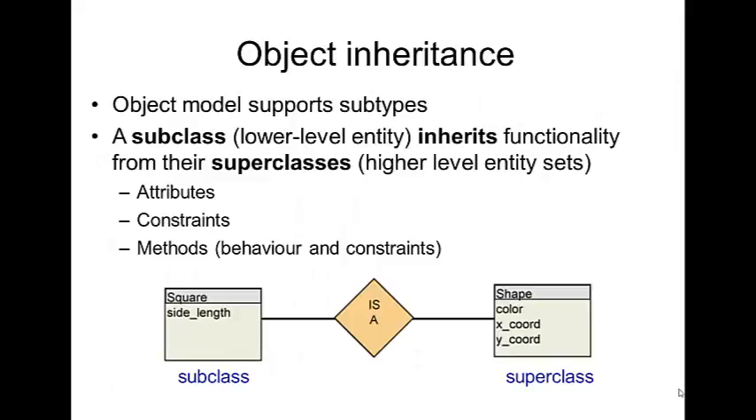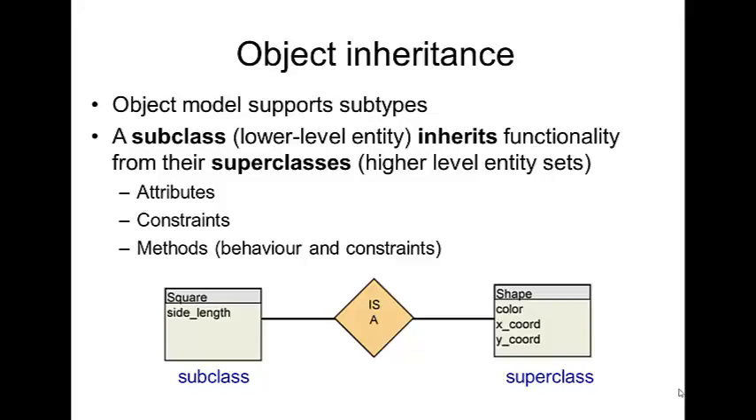So one thing I want to point out here is that the object model supports subtypes, and if you remember, subtypes are not well supported or difficult to implement within the relational model. So in subtypes, the subclass, the lower level entity, inherits functionality, attributes, constraints, methods, etc. from their superclass, the higher level entity.